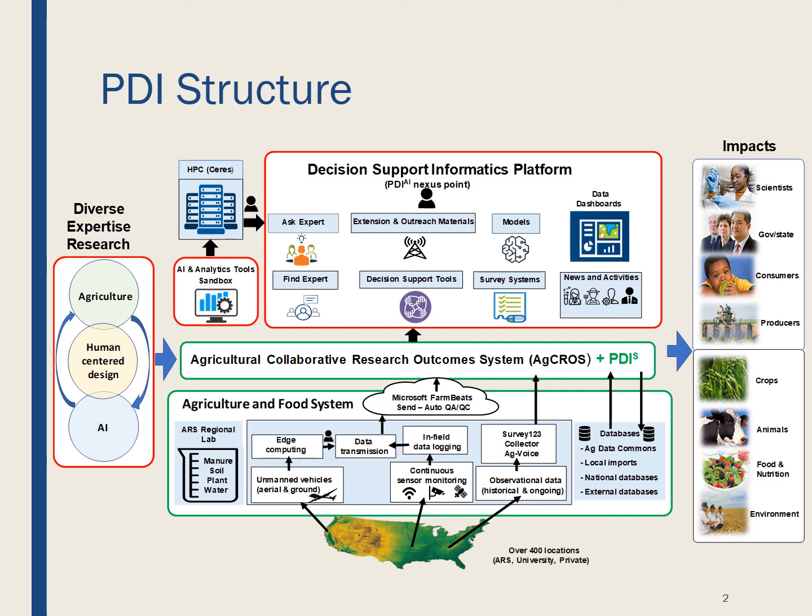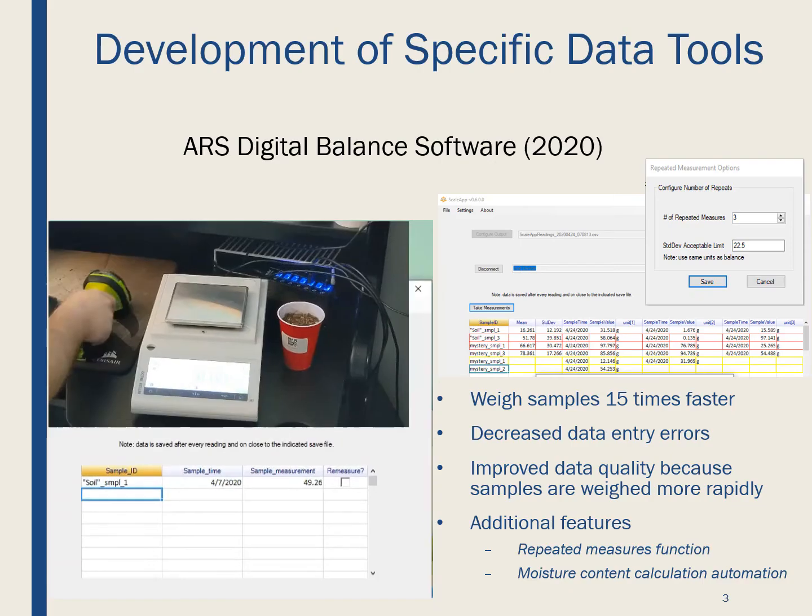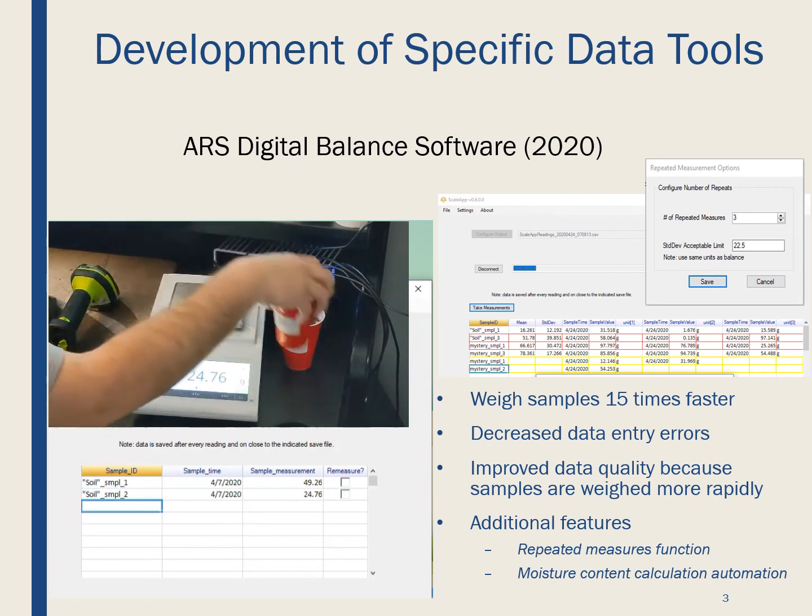The boxes in the red are things to come. We will likely start on some of these in 2020. The Decision Support Informatics Platform, or DSI platform, is something that I'm excited about, and I'll touch on briefly in a few minutes. An example of a PDI data management solution is this Balance software.